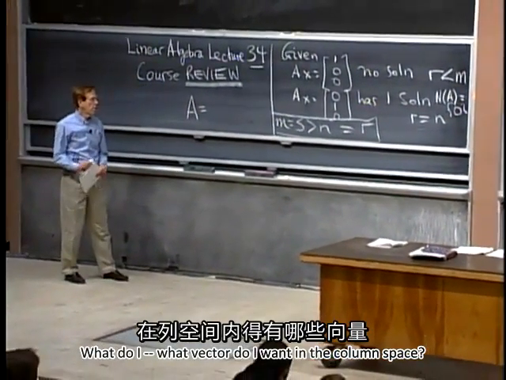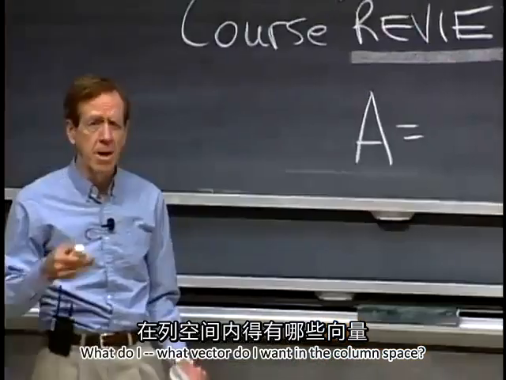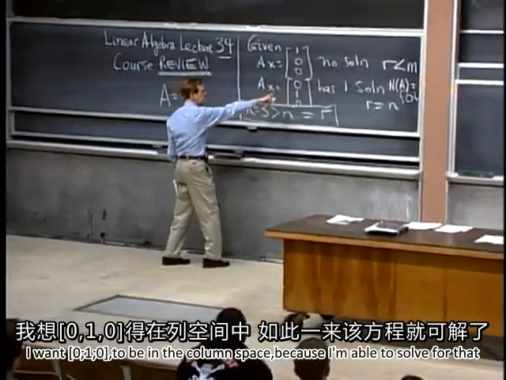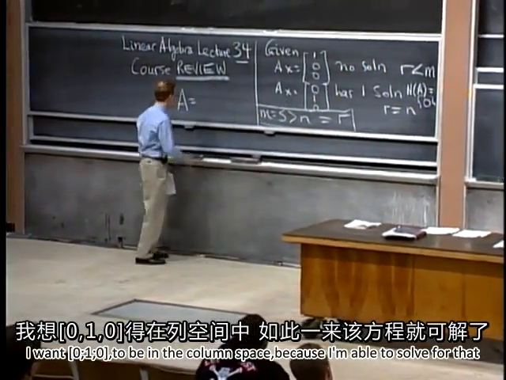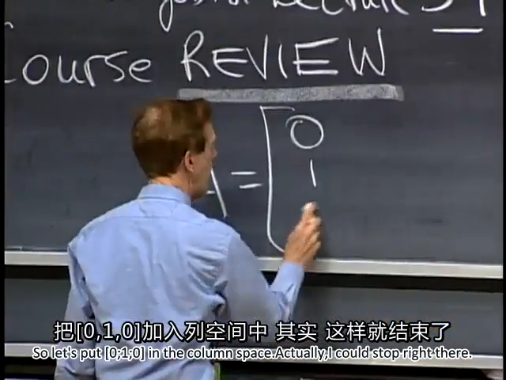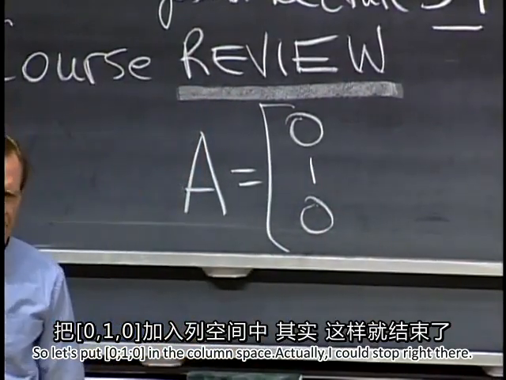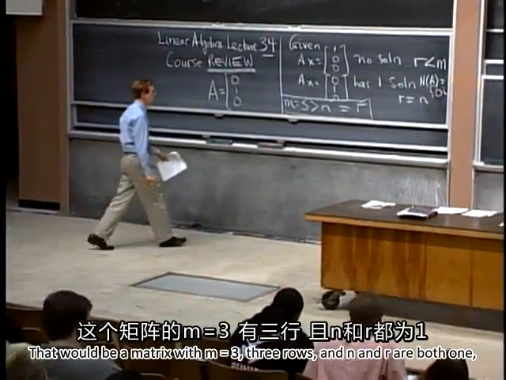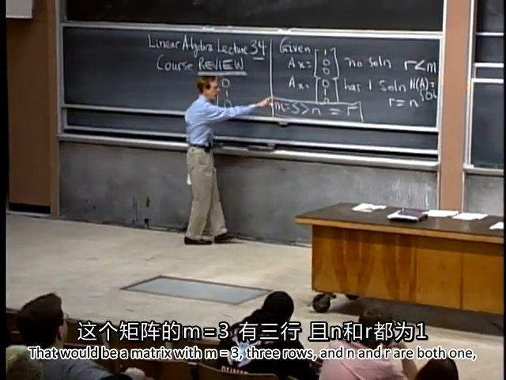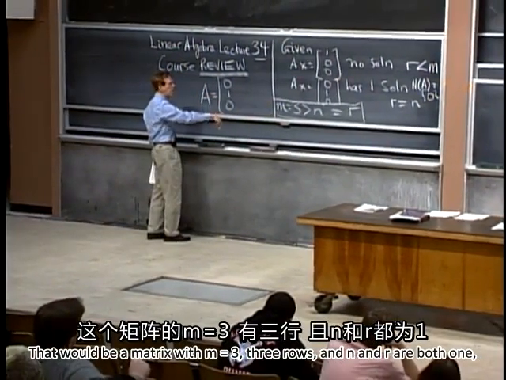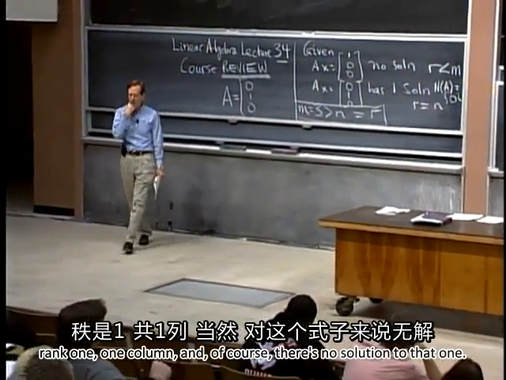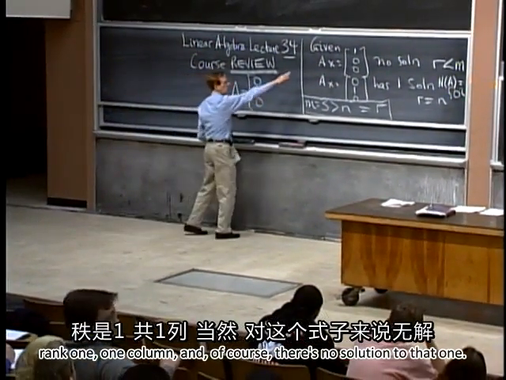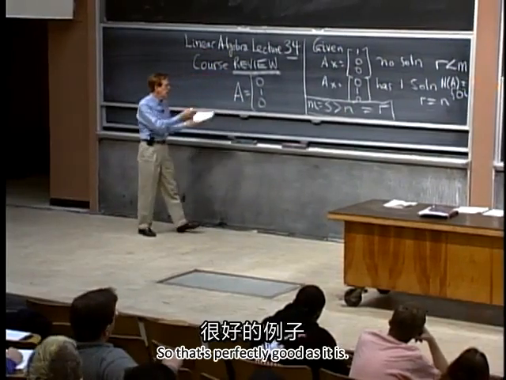Let's see. What vector do I want in the column space? I want (0, 1, 0) to be in the column space because I'm able to solve for that. So let's put (0, 1, 0) in the column space. Actually, I could stop right there. That would be a matrix with m equal 3 rows, and n and r are both 1, rank 1, one column, and of course there's no solution to the other right-hand side. So that's perfectly good as it is.